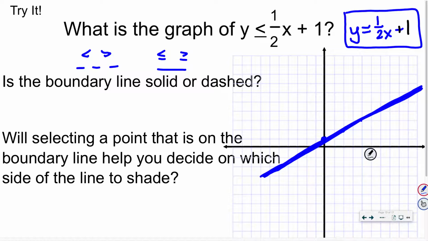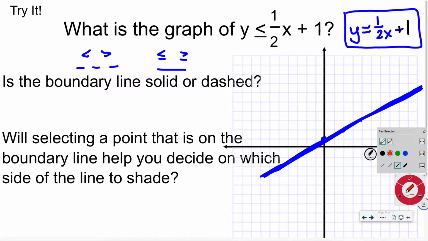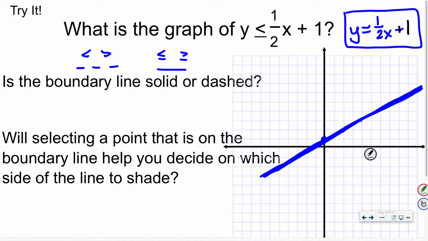So now I have my boundary line. Am I done? No. What's the last piece of the puzzle for an inequality? I have to find a side to shade. I need to find the solution. I need to find the coordinates that actually make this inequality true. So how do I do that?